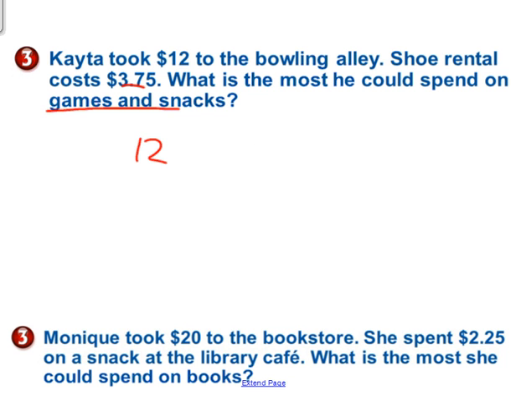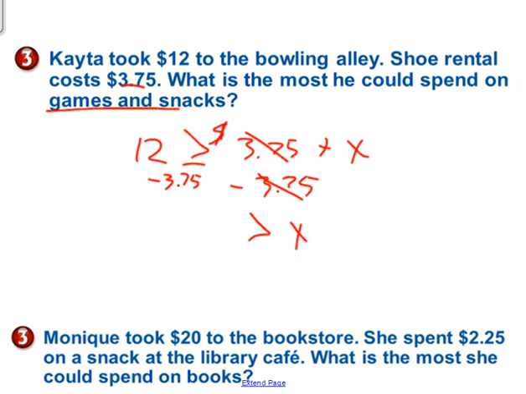12 is the total that she can spend, so 12 must be greater than or equal to the total cost. She spends $3.75 for shoes, and the rest, some X amount, is what she can spend on games and snacks. I'm going to subtract $3.75 from both sides. That, of course, will maintain my inequality. These two cancel out, leaving just X. And 12 minus $3.75.